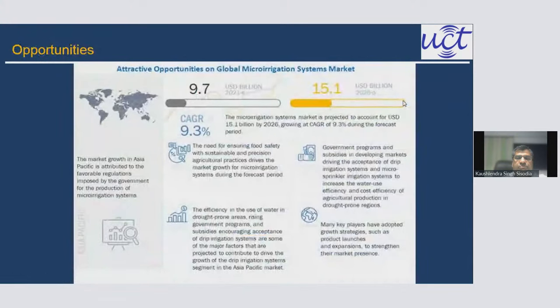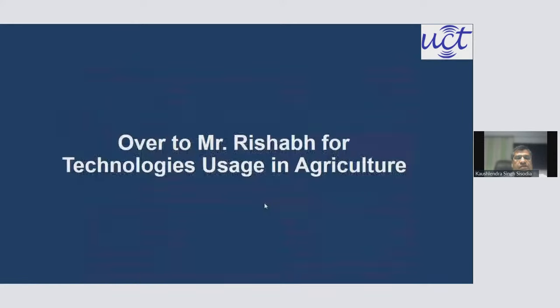So there are a lot of opportunities in the global micro irrigation system. From 9.7 USD billion in 2021, by 2026 it is expected that micro irrigation would be adopted by many farmers, and the market size would be 15.1, and it would be successful if we start using the technologies. So the rest of the part would be taken by my colleague Mr.